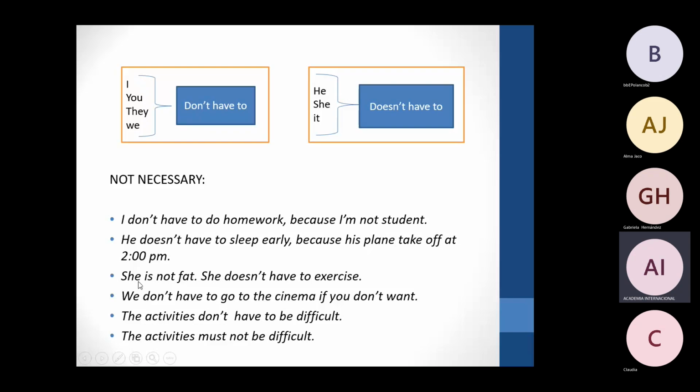Ahora, she is not fat. She doesn't have to exercise. No es, como, no es necesario. Ella no está, no es gorda, dice. She doesn't have to exercise. No, no es necesario que se ejercite.